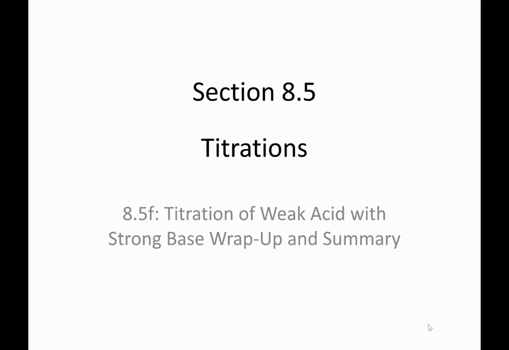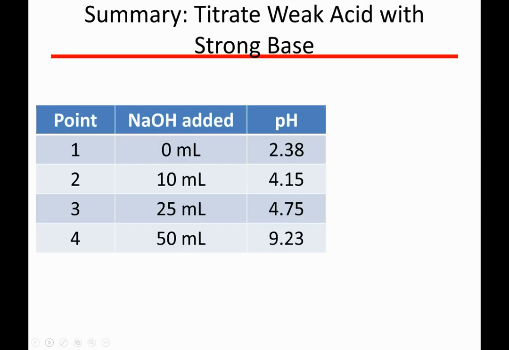Lastly, let's summarize the results of the weak acid strong base titration. Over the past series of lectures, we calculated the pH at 4 different points in the titration of acetic acid with sodium hydroxide. And what we found was before adding any sodium hydroxide, we had a pH of 2.38. After adding 10 milliliters of sodium hydroxide, the pH went up to 4.15.